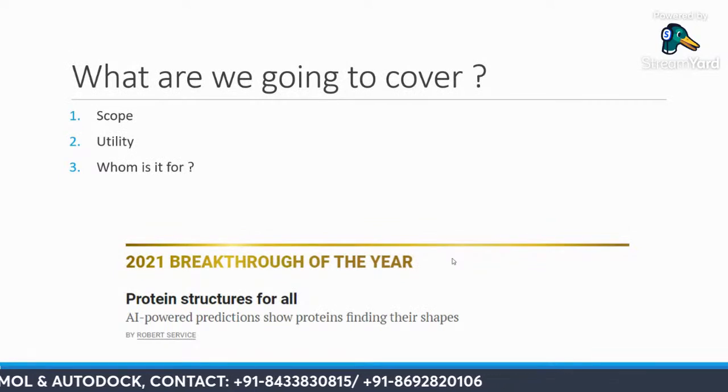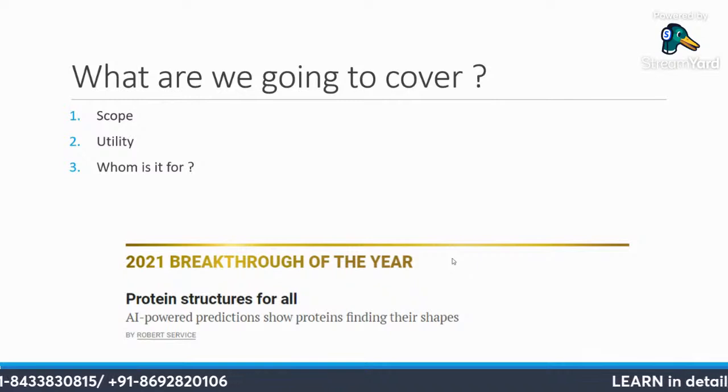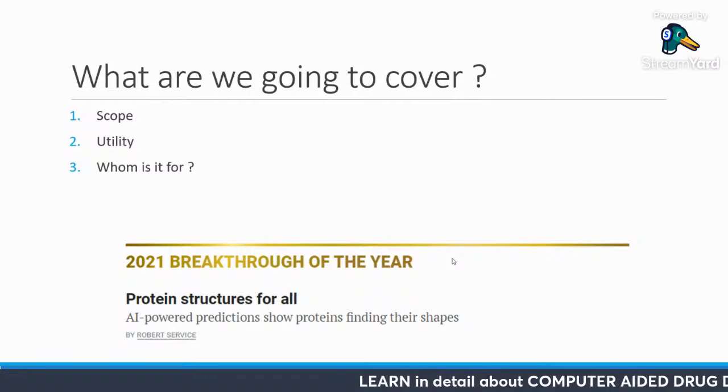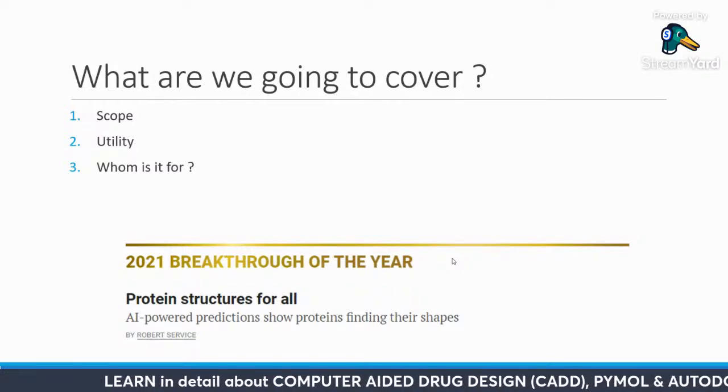Okay, so we are basically going to talk about the scope of computer aided drug design, the utility, and whom is it for. Okay, like who exactly should think about having a career in computer aided drug design, and of course we'll be talking about what exactly it is.